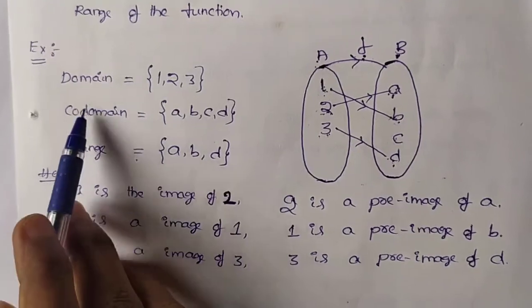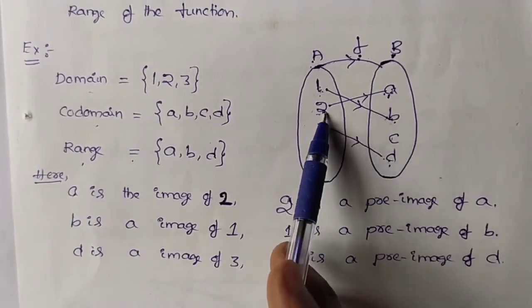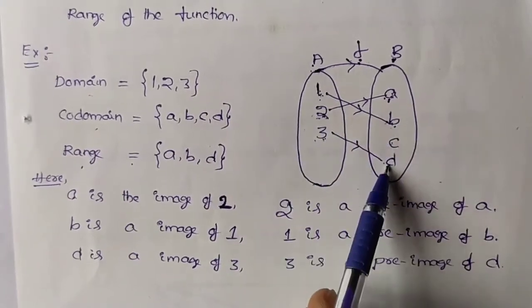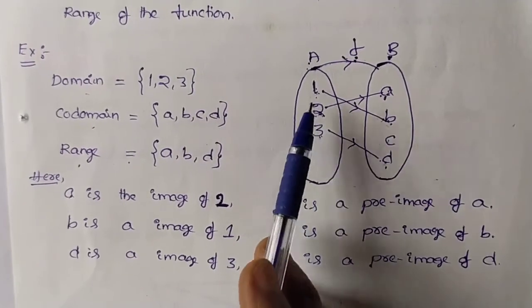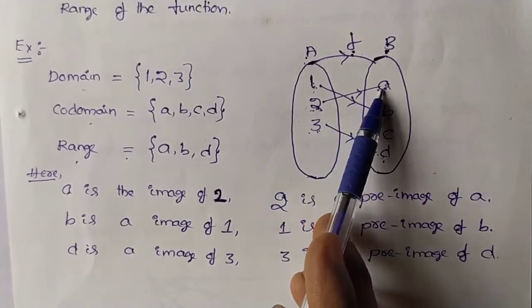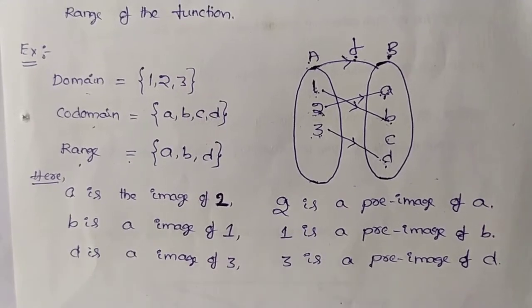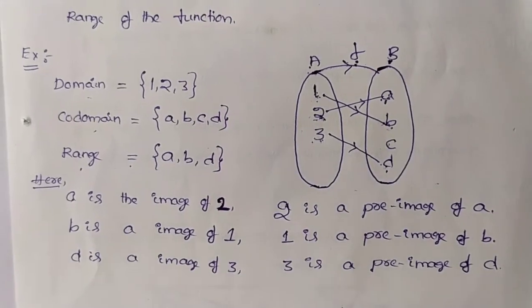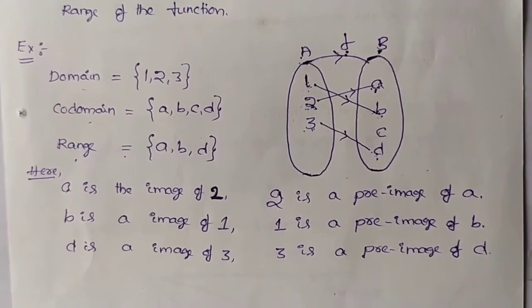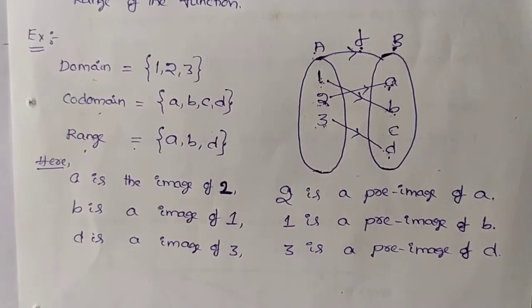It is a domain, codomain, range. A is an image of 2, B is an image of 1, D is an image of 3. At the same time, 1 is a pre-image of B, 2 is a pre-image of A, 3 is a pre-image of D. Understood? Yes. Then kindly note down this example in your notebook.